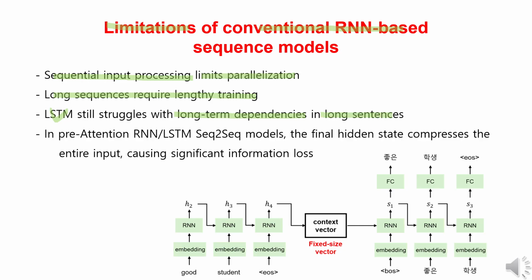The figure below shows the sequence-to-sequence architecture before the introduction of attention. In this structure, the entire input sequence is compressed into a single context vector. Whether the sentence is short or long, all information has to be packed into one fixed-size vector, which means that as sentences get longer, important information is more likely to be lost, and semantic degradation becomes severe. The transformer was introduced to overcome these limitations.